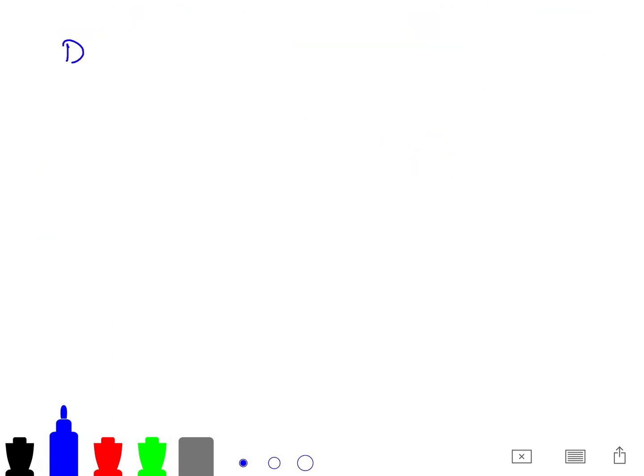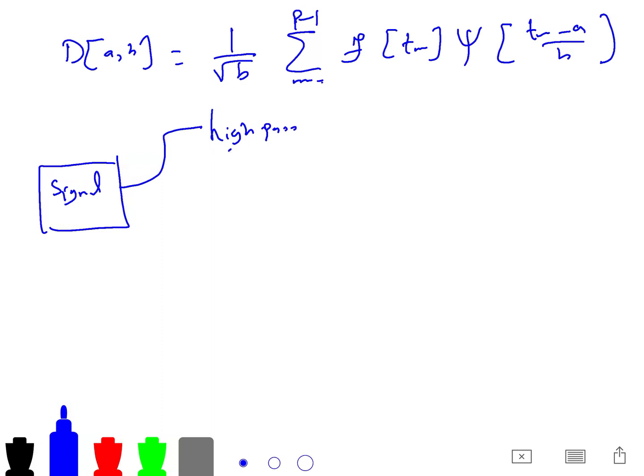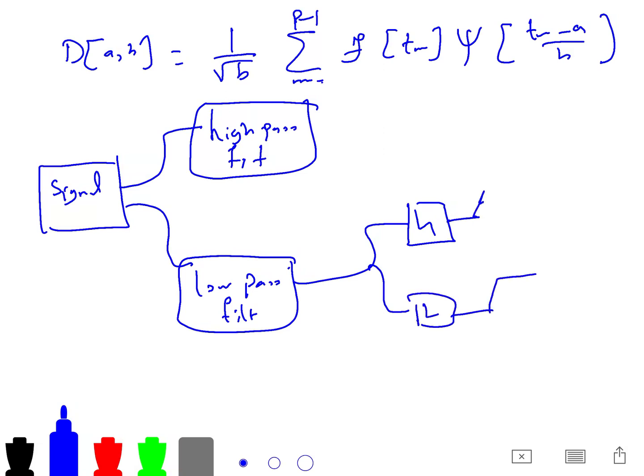But in the discrete wavelet transform, we have d of a and b, which is 1 over root of b, m from 0 to p minus 1. So the integral is replaced by a sigma, f of t of m, and then psi of (t m minus a) over b. And you know, in the dyadic scaling and shifting, we have a signal. I will explain these things, but we have a high pass filter and then a low pass filter, and then again a high pass filter, low pass filter. So this is level 2, and then your approximation continues. You have again low pass, high pass, and this goes forever.